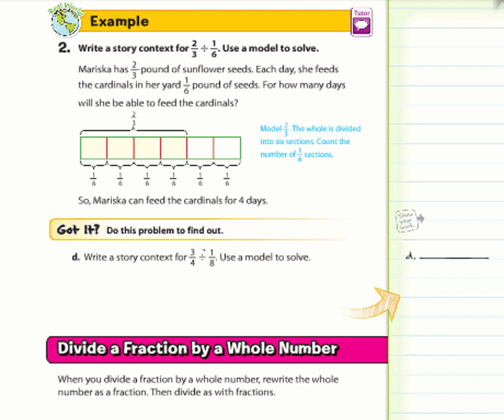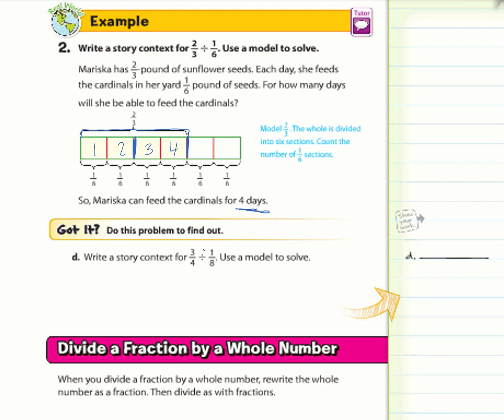Using the area model, we have the whole, all of it is the whole. And then we split that up into thirds. Now we have 2/3 of it, and how many times can 1/6 fit in the 2/3? So we have 1, 2, 3, 4. 4 times. So she can do it for 4 days.